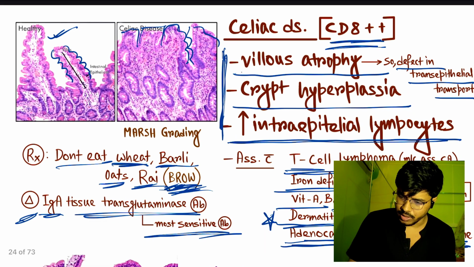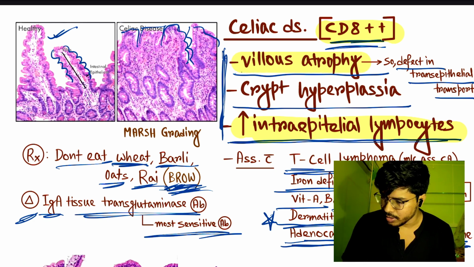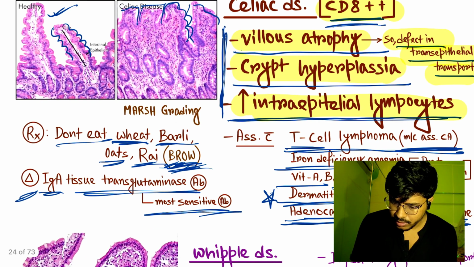So we can quickly recap it. Celiac disease: CD8 plus cells in the lamina propria. There is villous atrophy, so a defect in transepithelial transport. There is crypt hyperplasia. And management is don't eat wheat, barley, oats, rye.